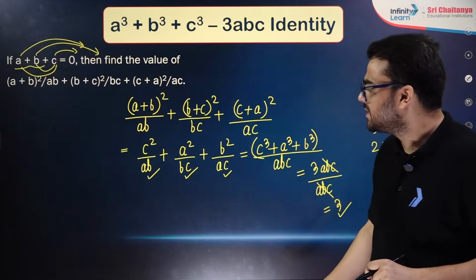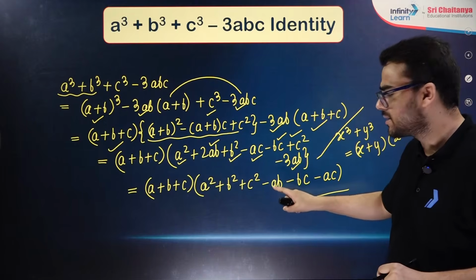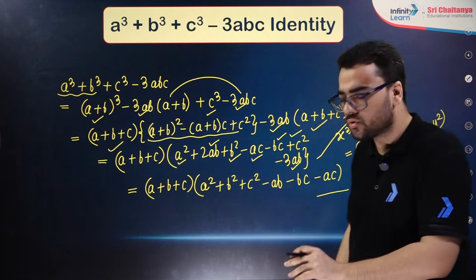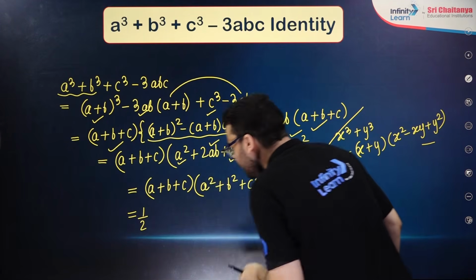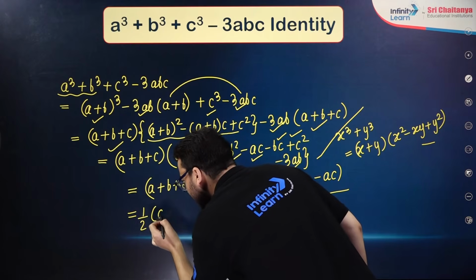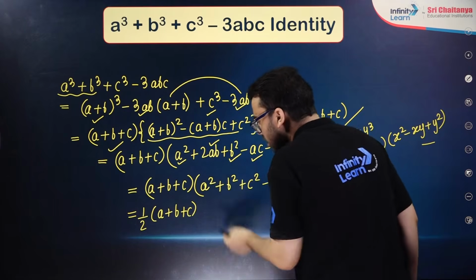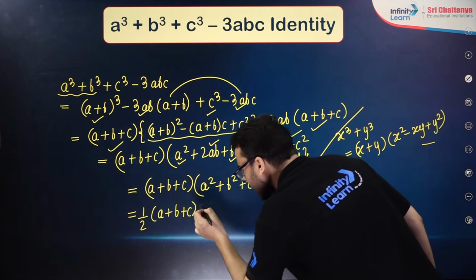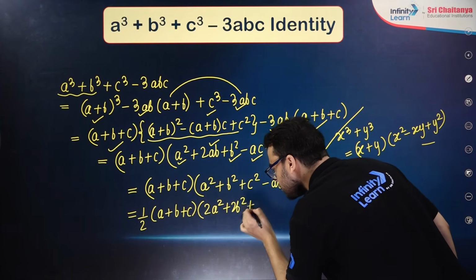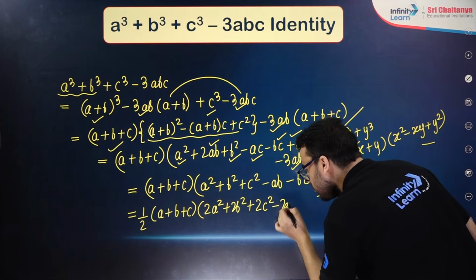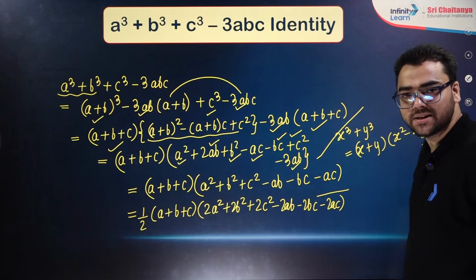Now you see there is yet another important result in this identity, which I want to show over here itself. Suppose I multiply by 2 in the numerator as well as the denominator over here. You'll understand why I'm doing it. So this is 2a² + 2b² + 2c² − 2ab − 2bc − 2ac, with a half outside. Right? I hope that is clear.